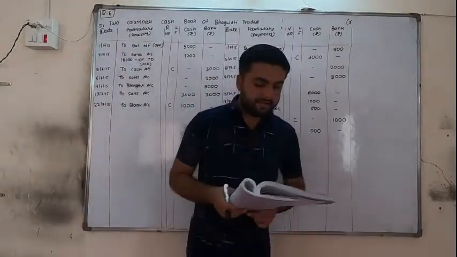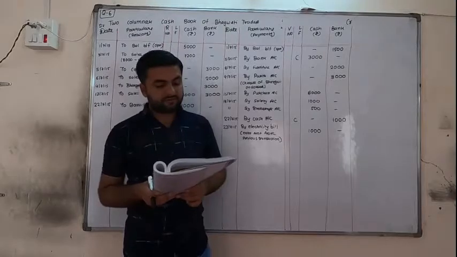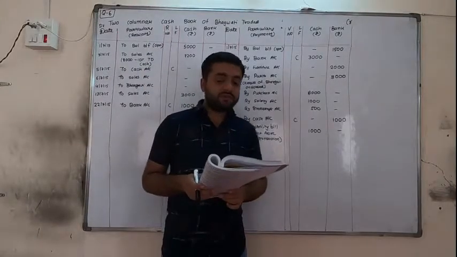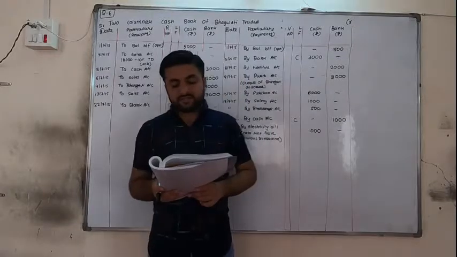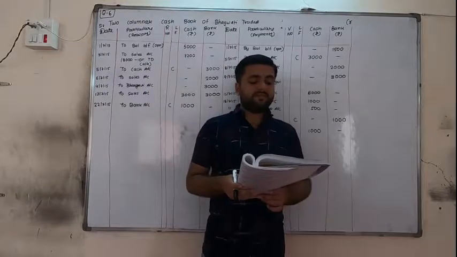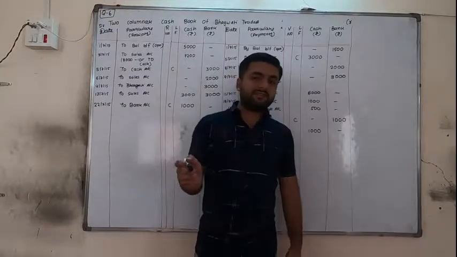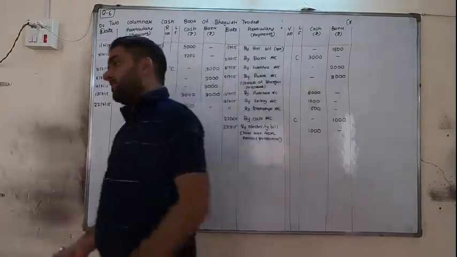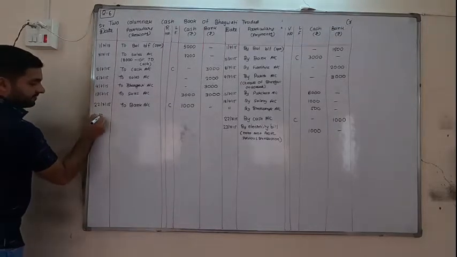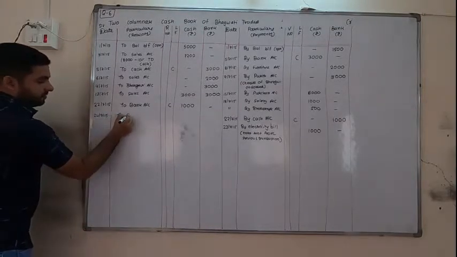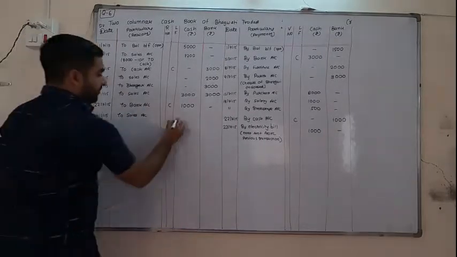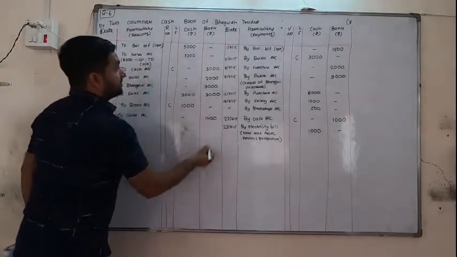Okay. Next. 24th. Goods of 1400 sold to Smith, for which he issued a check of necessary amount, which is deposited in bank. We are selling the goods, we are receiving the check on debit side. 24/7/15 to sales account. We are receiving check of 1400 from Mr. Smith.